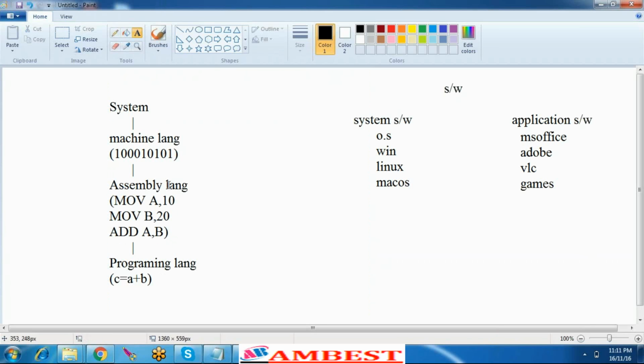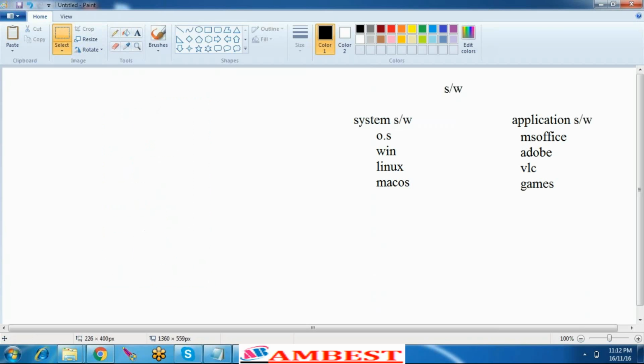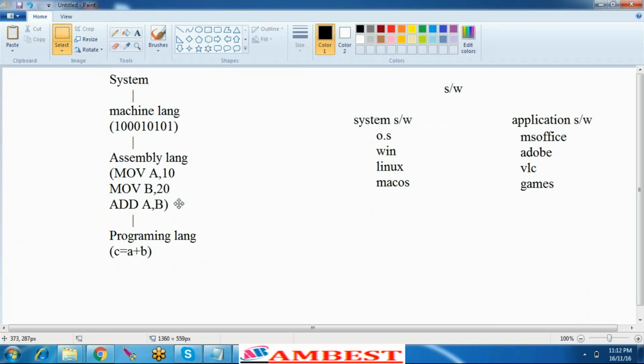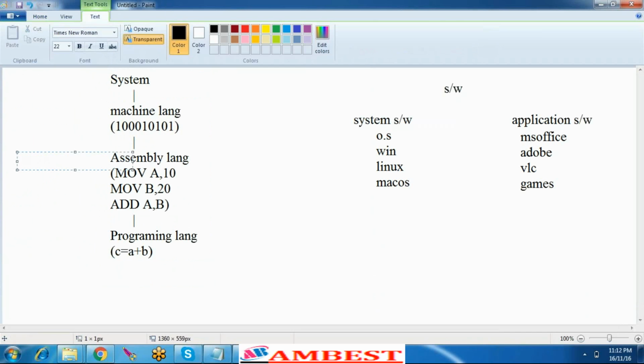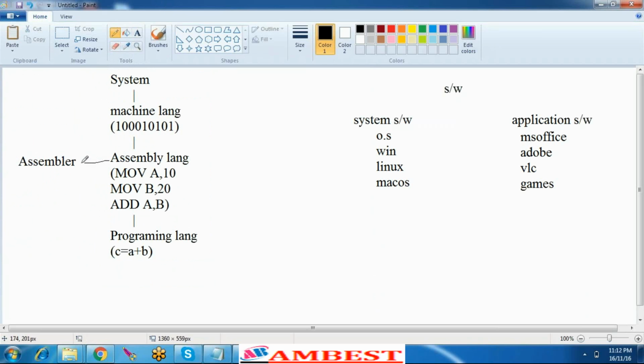Now we all know that the system only understands machine language, so it can't understand what assembly is or what this particular programming language means. So how do we convert this assembly language to machine language? Then we need software. So what will this software do? These software convert, like an assembler is software which converts assembly language into machine language. Okay, so the entire assembly language is converted into machine language with the help of the assembler. Why are we doing this? Because the system does not understand assembly language.